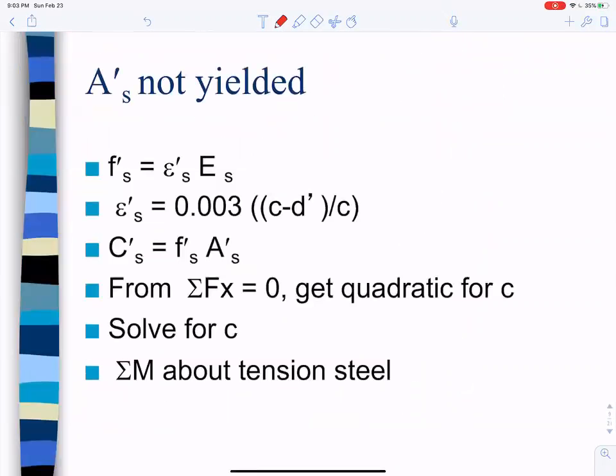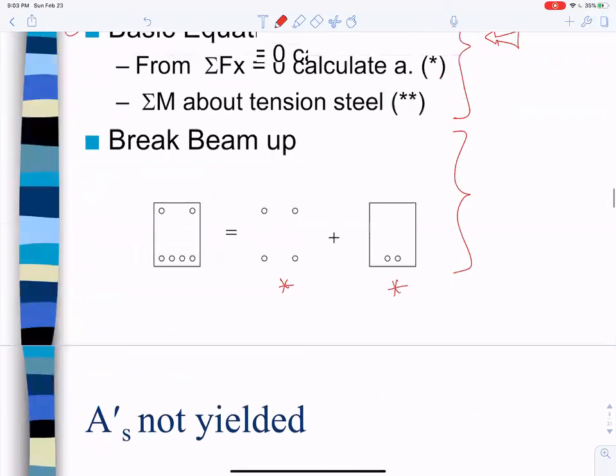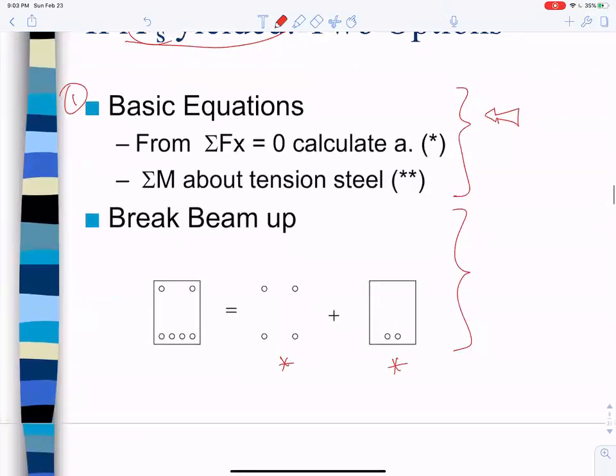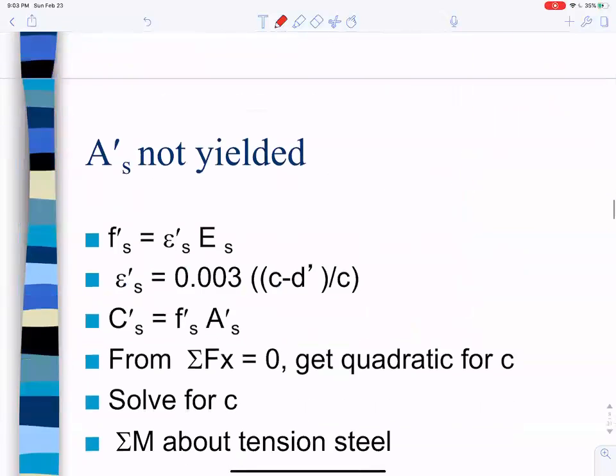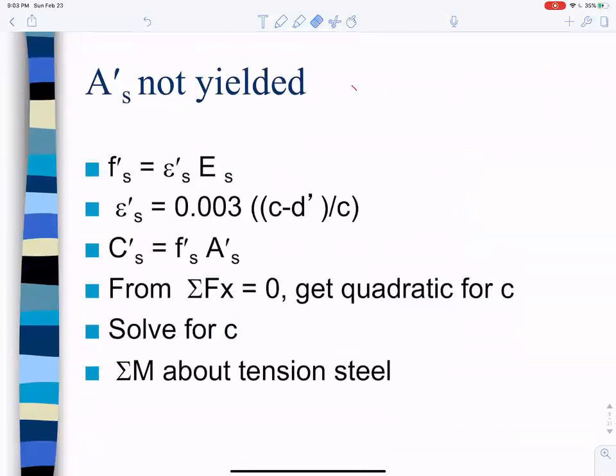There is also later going to be AS prime not yielded, so there's going to be three videos. One, yielded using basic equations. Two, yielded by breaking up the beam. And three, the third video, AS prime not yielded.